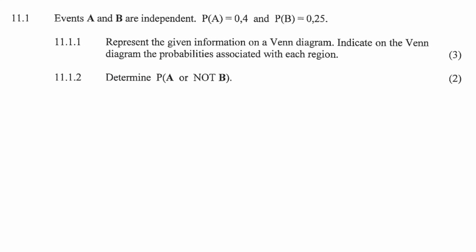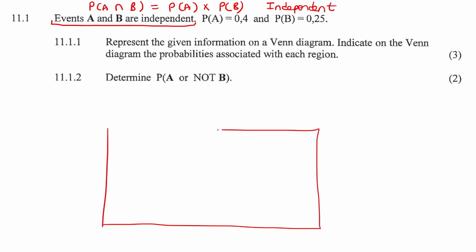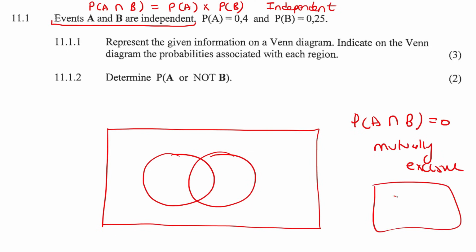Events A and B are independent. Right there is something very important. When 2 events are independent, then you are allowed to say the following. That is a formula when 2 events are independent. Okay, so it says represent the given information on a Venn diagram, indicate the Venn diagram probabilities. Okay, so on a Venn diagram, we know that they will intersect, because if we know that the probability of A and B is 0, then we call that mutually exclusive. But then on your Venn diagram, it would look like that.